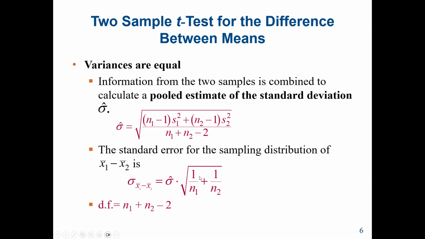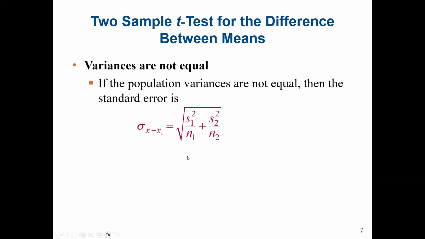Now, if the variances are not equal, the degrees of freedom will be the smaller value of N1 minus 1 or N2 minus 1. This means if the sample size N1 is smaller, the degrees of freedom will be N1 minus 1. Otherwise, if N2 is smaller than N1, then the degrees of freedom will be N2 minus 1. So that's when the variances are not equal. If the population variances are not equal, then the standard error is given by this formula, and the degrees of freedom will be the smaller of N1 minus 1 or N2 minus 1.